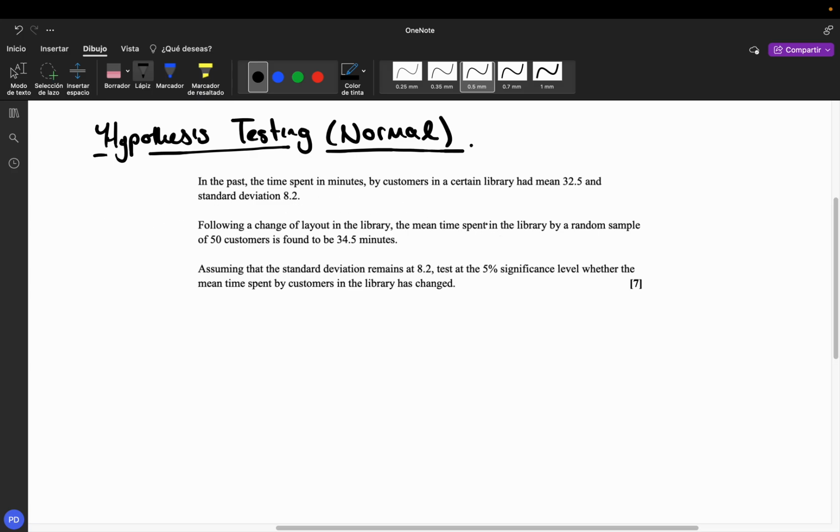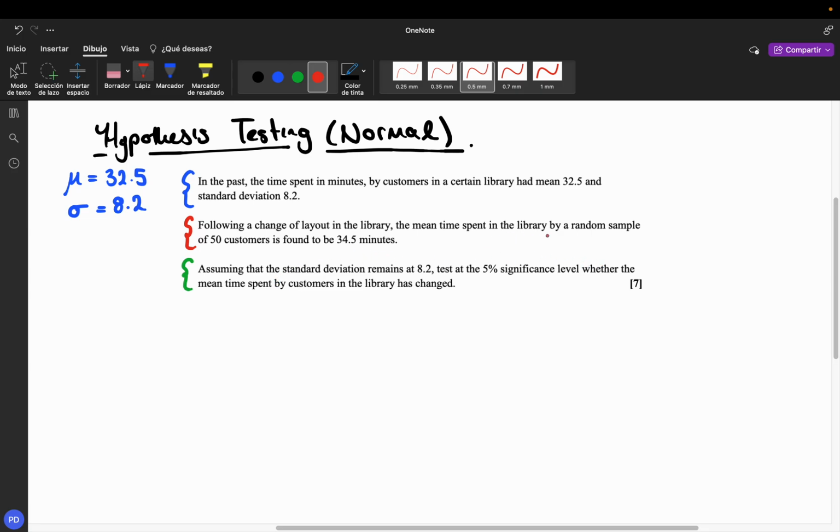So here's a question I got from an OCR paper. So what are we looking at? In this case, we're looking at time spent by customers in a library, okay? And you're typically told three separate bits of information. They might group them, doesn't really matter. This first blue piece is telling us our mean and standard deviation. So here we're told that our mean is 32.5 and our standard deviation sigma is 8.2. All right, bog standard, great.